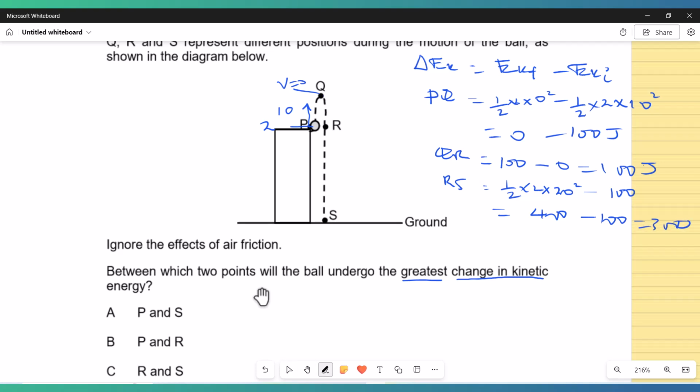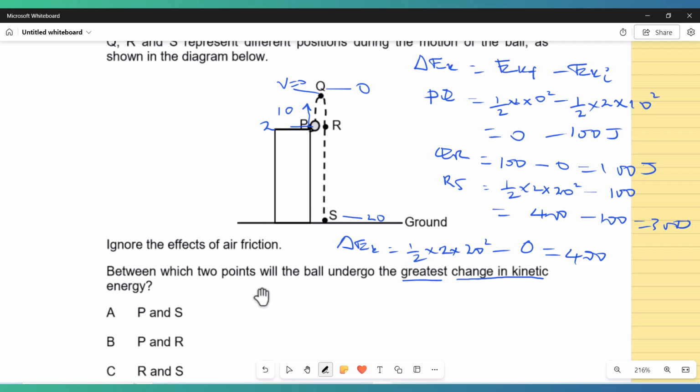Now also consider from Q to S. Now from Q to S, our velocity at Q is 0. What about at S? It is 20. So the change in kinetic energy from Q to S is going to be our change in EK equals a half times 2 times velocity at S, which is 20 squared, minus the kinetic energy at Q, where velocity is 0. So what is 20 squared? It gives us 400.